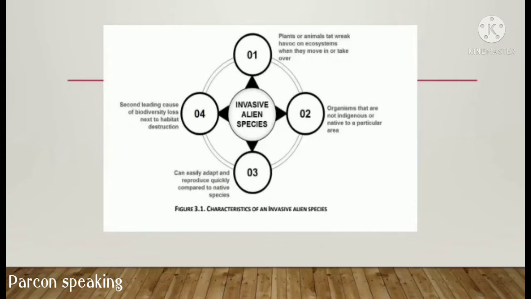characteristic number 4 tackled in this lesson, second leading cause of biodiversity loss next to habitat destruction. So, it is said that it will cause biodiversity loss. This characteristic will lead to biodiversity loss next to habitat destruction. There is destruction that will happen with this characteristic.